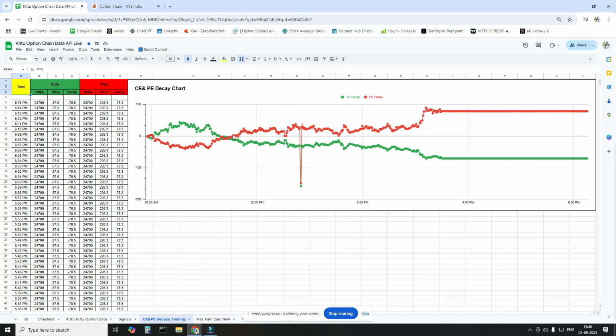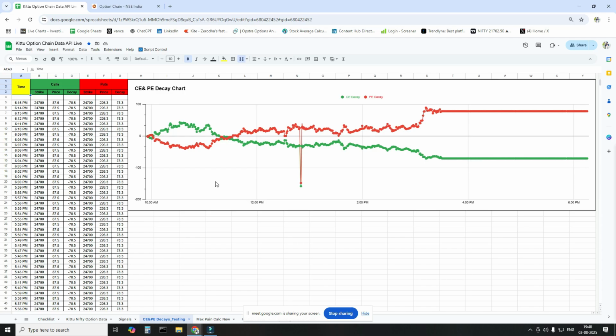If you are an intraday trader, all the time I suggest taking the decay calculations into consideration also. Decay calculations play a major role in our trading activities. Whenever you see some crossover in the decays on both the call and put side, automatically we can see some big movements in the market.